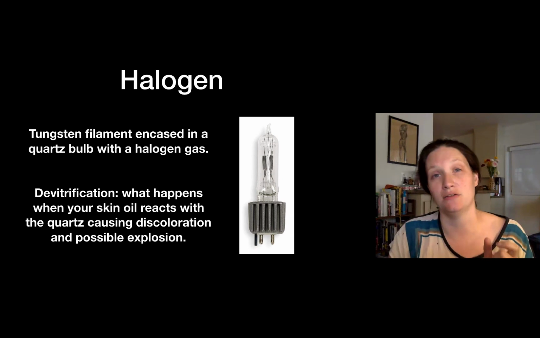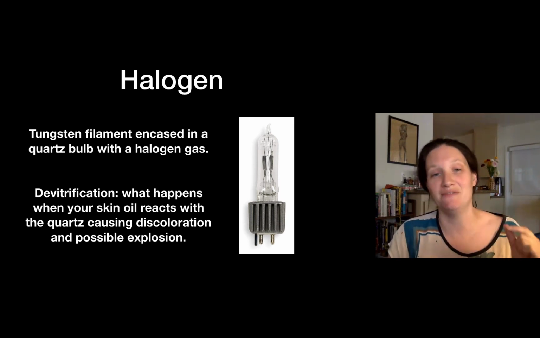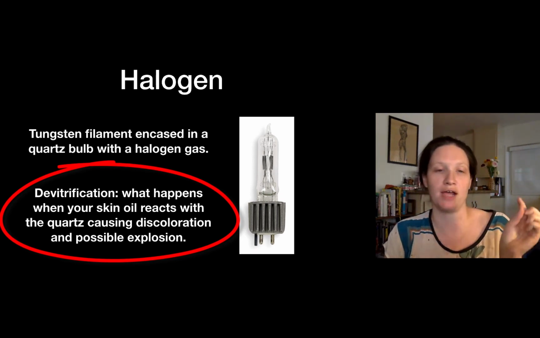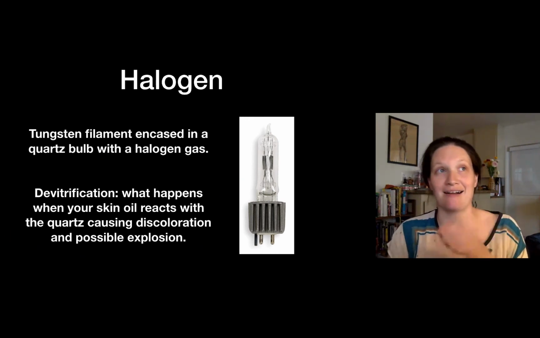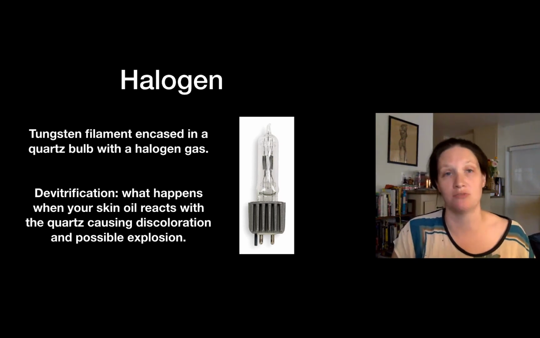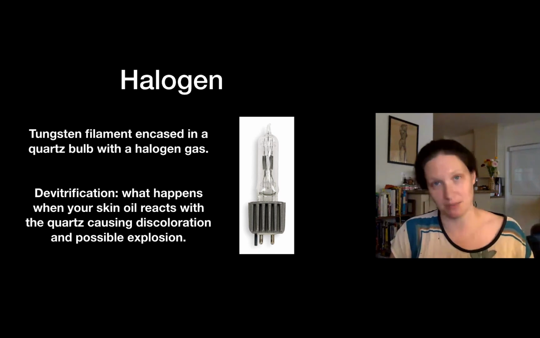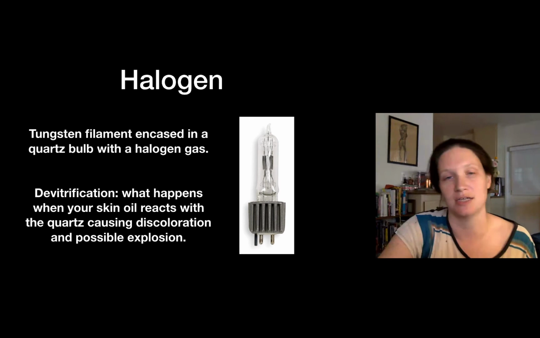This is the kind that you don't want to touch or it'll make the light bulb explode, as we discussed in class, okay? And what happens when you touch it is called devitrification. That's what happens when the oil from your skin reacts with the quartz as the halogen lamp heats up. It's not going to happen if you touch it and it sits on the table, but if you put it into service and you put electricity through it and it heats up, then you are going to get that bubbling and discoloration, possibly an explosion. Not a good time. I mean, depends on who you are, but not a good time.